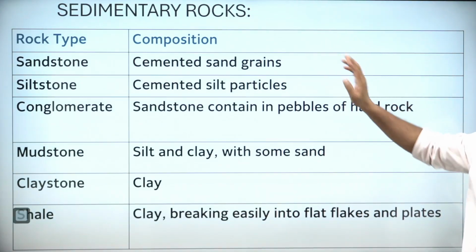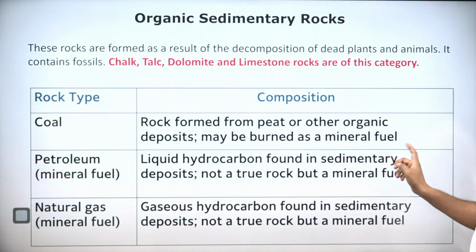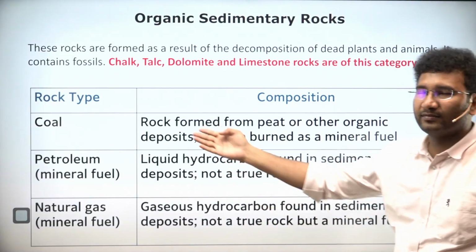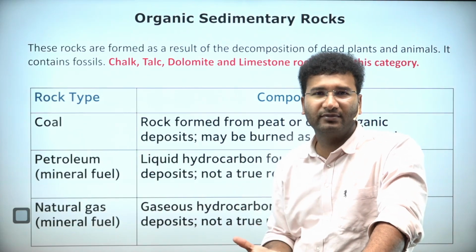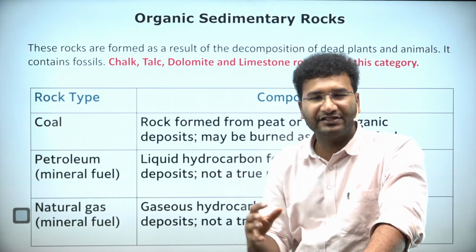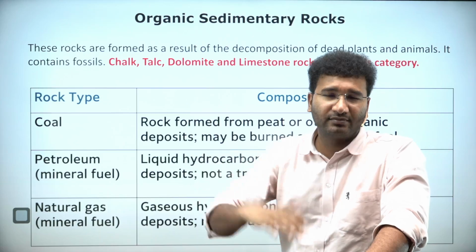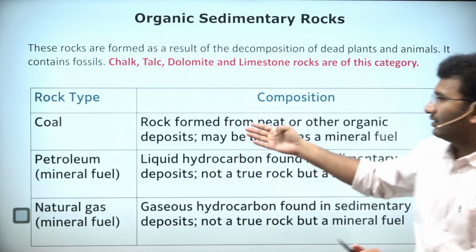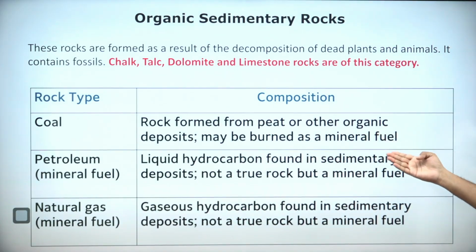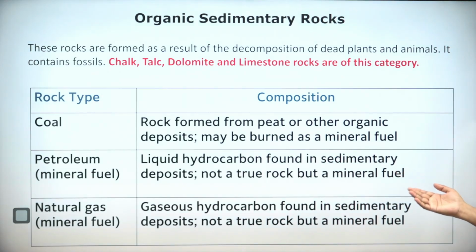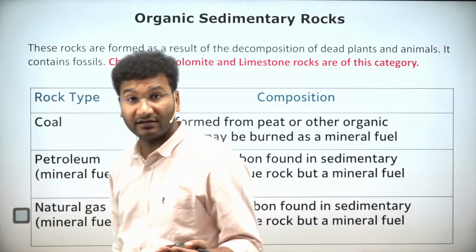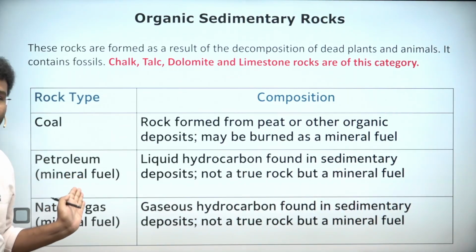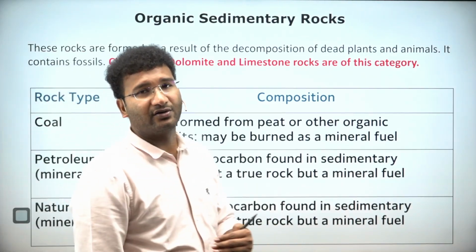Now look at these organic sedimentary rocks. The best example is coal. Coal is an organic sedimentary rock. How is it formed? By the trees and vegetation which got buried and submerged under the sand. Rock formed from the peat and other deposits may be burned as a mineral fuel. Next, petroleum is an example. Natural gas is an example. Liquid hydrocarbons which are found in the sedimentary deposits are called petroleum. It is also found in the sedimentary rocks.